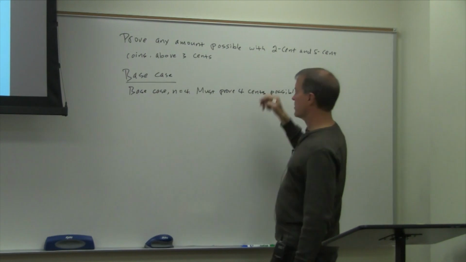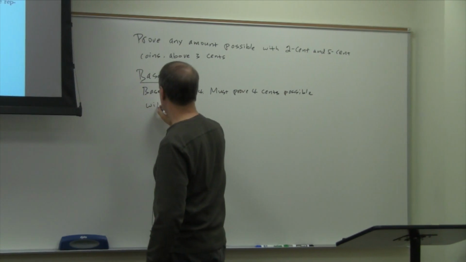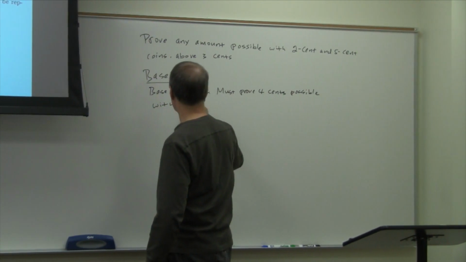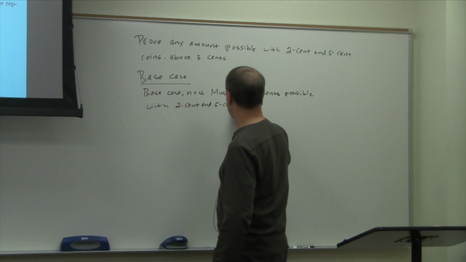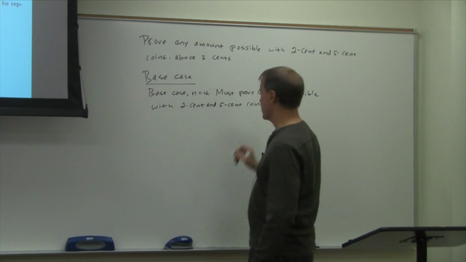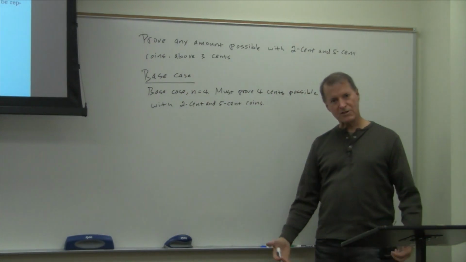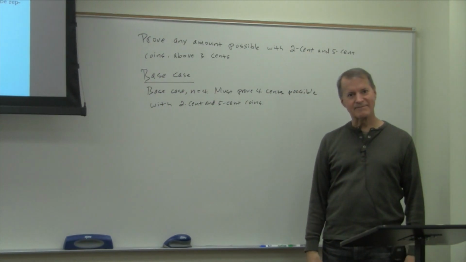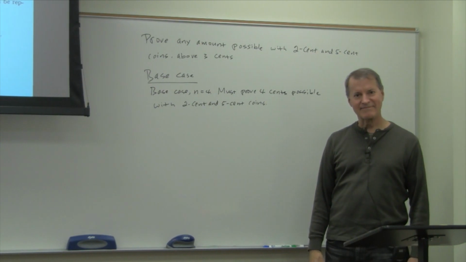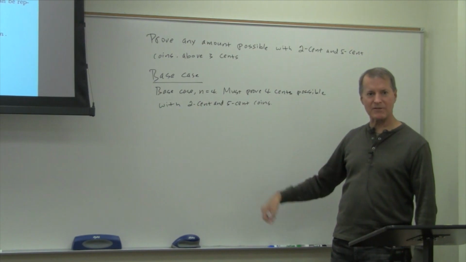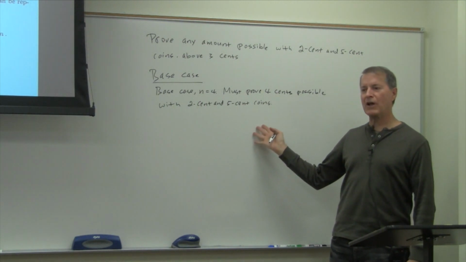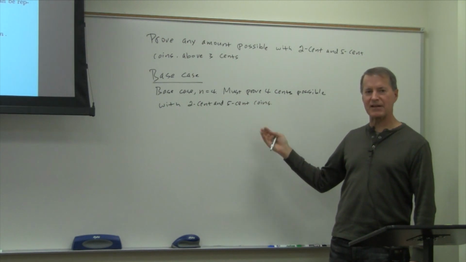With 2-cent and 5-cent coins, right? All right? Well, what's the proof? No. What's the proof of the base case? What do you have to write down now for the base case?